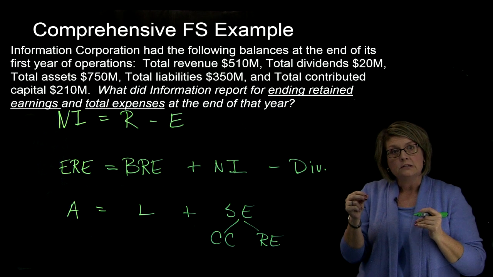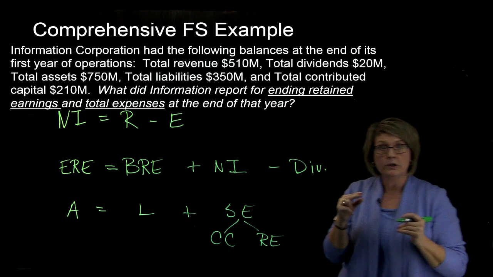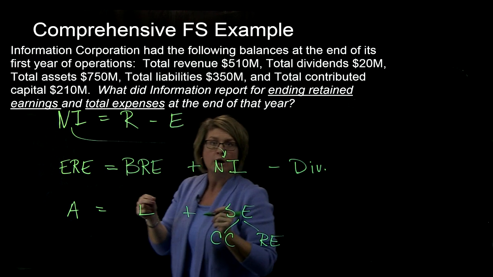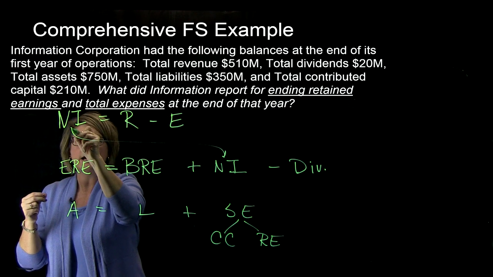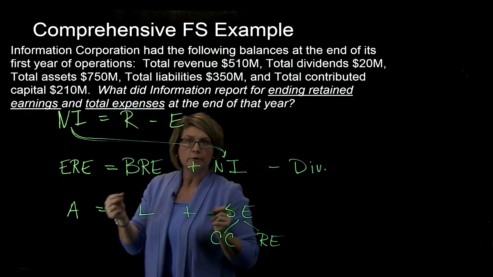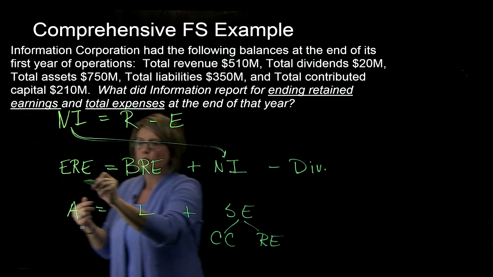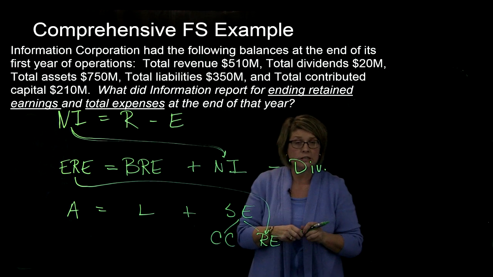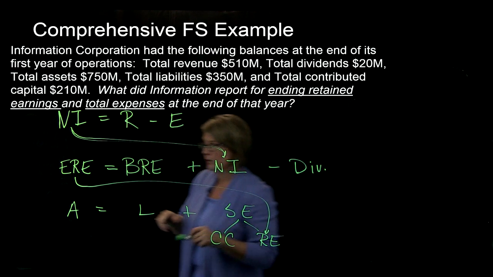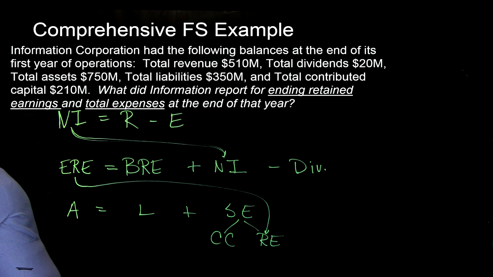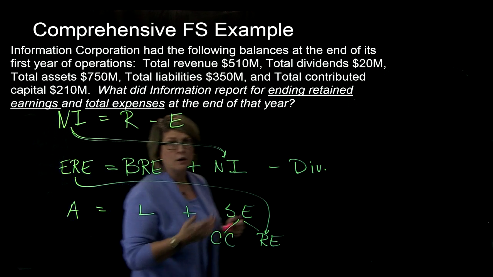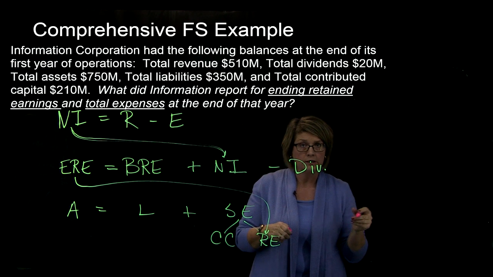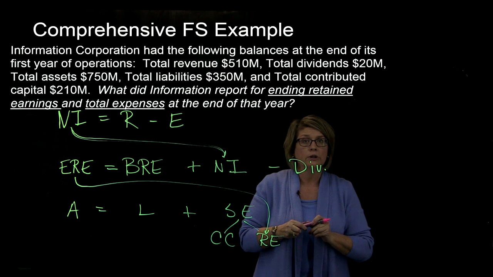When we look at these, we remember that there are links between these key financial statements. So for example, net income goes from the income statement down to the statement of retained earnings. In addition, retained earnings is a component of stockholders' equity. So we need retained earnings in order to finish out the stockholders' equity section. Now we want to start putting in what we know to see if we can solve for the two things they asked us for, which were retained earnings and total expenses.